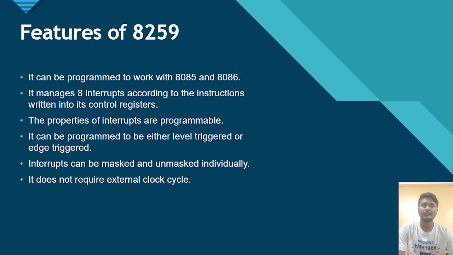So 8259 can be programmed to work with 8085 and 8086, which I told you earlier. Now it manages 8 interrupts according to the instructions written to its control registers. The properties of interrupts are programmable. It can be programmed to be either level triggered or edge triggered. Also the priority of the interrupts can be programmed as well. And we can also mask or unmask each interrupt individually. It does not require an external clock, which is a major benefit of using 8259 because there is no need to put in external hardware. It can work with the CPU clock.